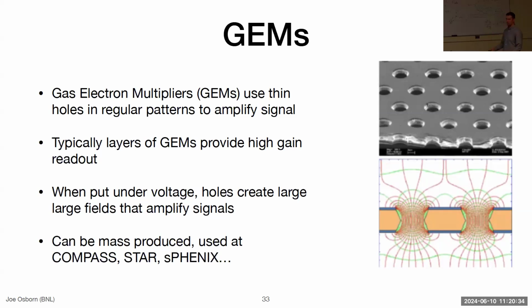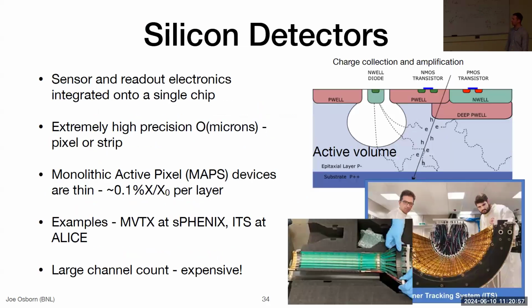And another really nice thing, which is why they are so commonly used in the field, is that they can be mass produced relatively cheaply. So that makes them very, very useful technologies. They are used at COMPASS, STAR, sPHENIX, and I'm sure many other places, as CERN mass produces these now for many different experiments. So these are a great technology for readout.